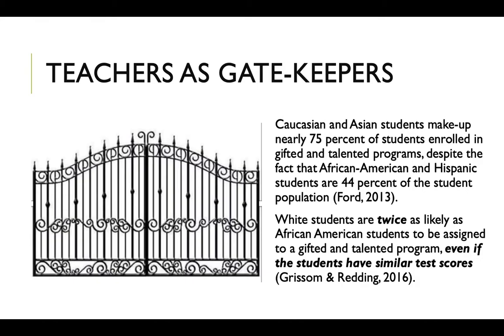White students, unfortunately, are twice as likely as African American students to be assigned to a gifted and talented program. And that's even if their students have similar test scores. So we have to admit that there's issues with stereotyping. There's issues with what we, quote, think gifted students are supposed to look like. And if we don't address those, then we just keep up with the status quo. And we can't do that, guys. There are too many problems, and I am just so adamant that we all become advocates for these students.